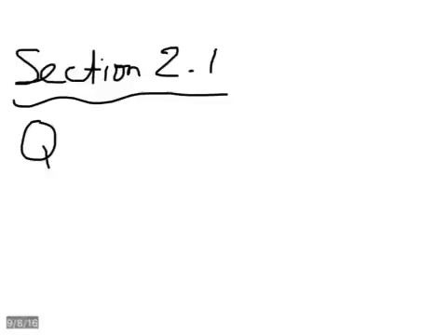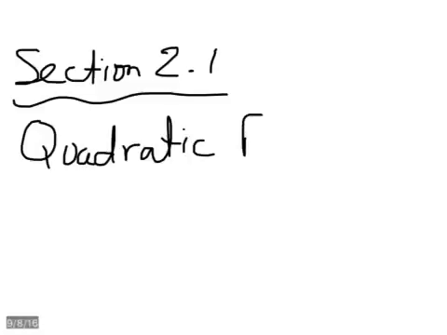The quadratic function. Okay, that's what section 2.1 is dealing with. We're dealing with transformations of quadratic functions, and quadratic functions only. What makes it a quadratic? The squared, right? When you have squared involved, then that makes it a quadratic.